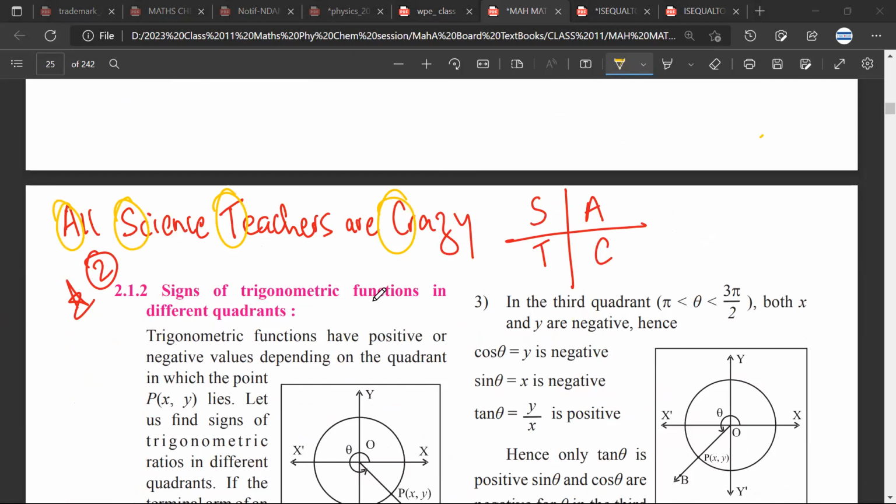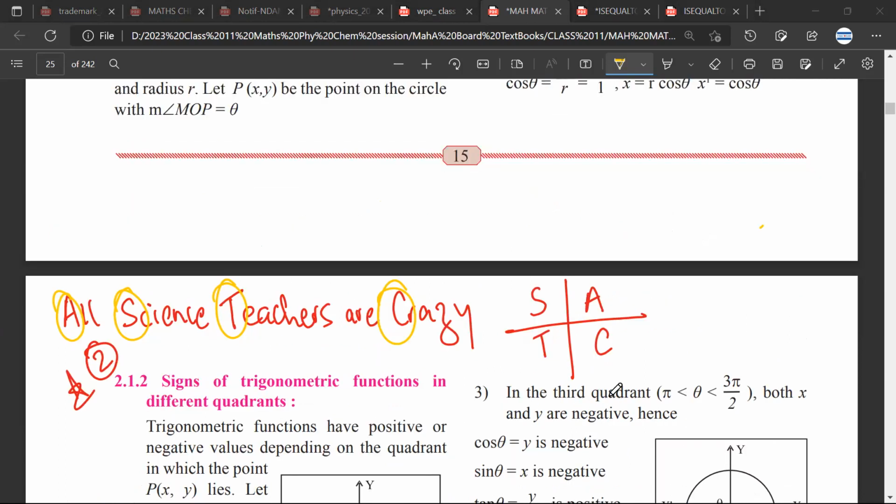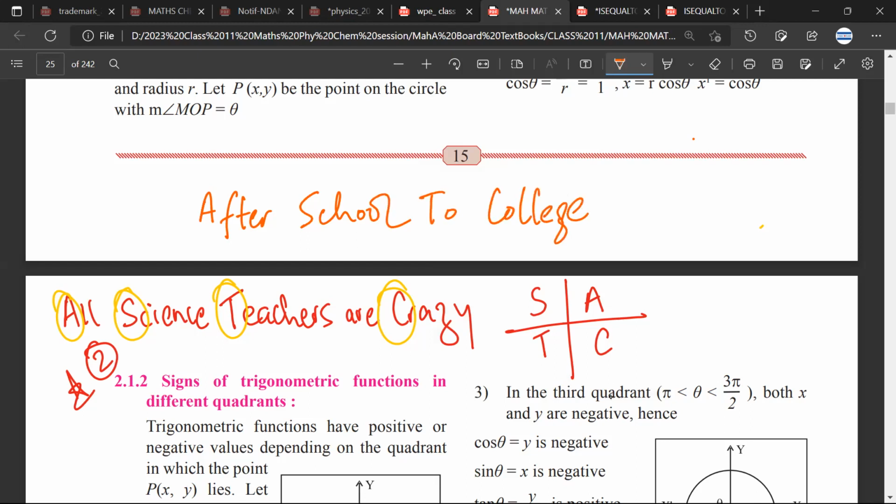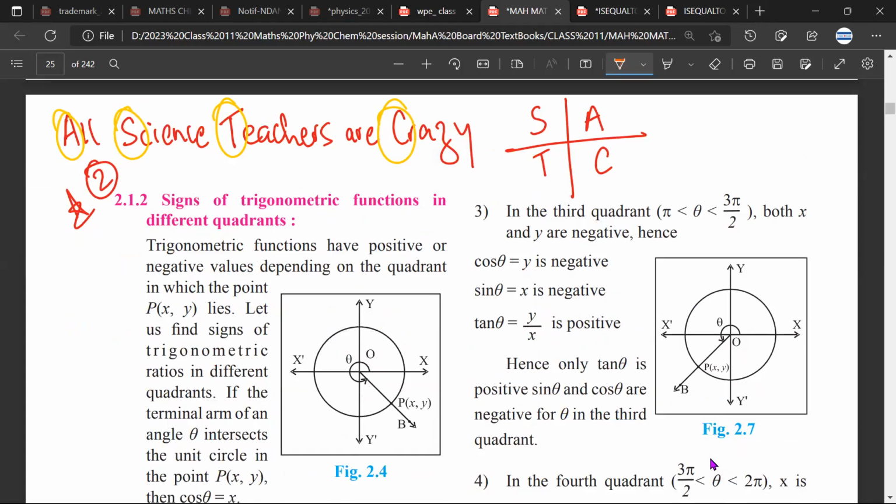The second thing that we have done is we have understood the signs of the trigonometric functions in different quadrants. And we have two mnemonics. One is "All Science Teachers Are Crazy." The other one is "After School To College." So whichever you prefer, you can remember. There are other mnemonics also in the market. A lot of mnemonics are there.